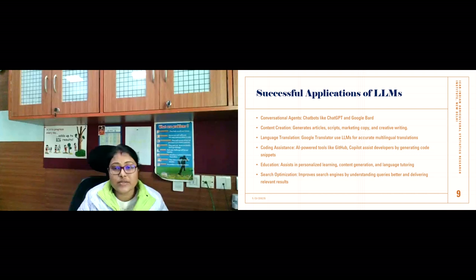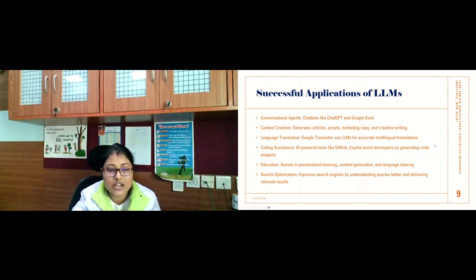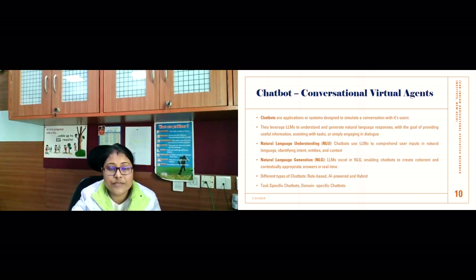These days computer programs are so sophisticated that they can generate computer code for multiple tasks. These kinds of tools are available in GitHub Copilot and others. Then there is education, assisting in personalized learning, content generation, language tutoring, all these things. And then search optimization. It improves search engines by understanding queries better and delivering relevant results.